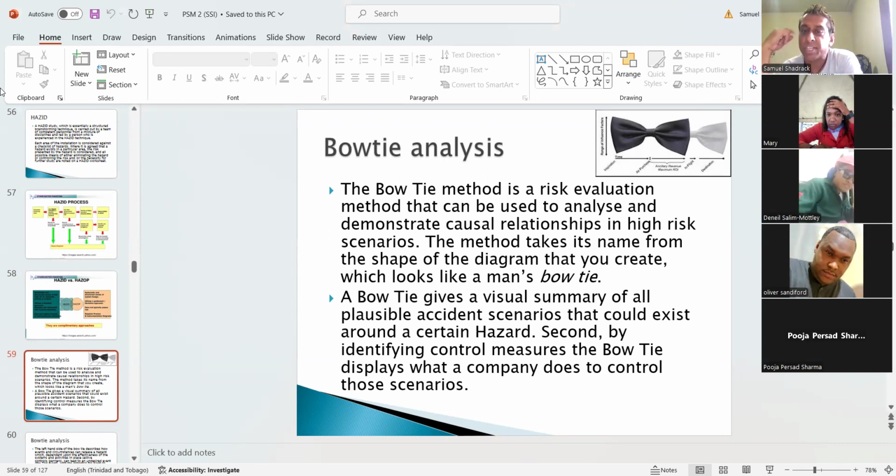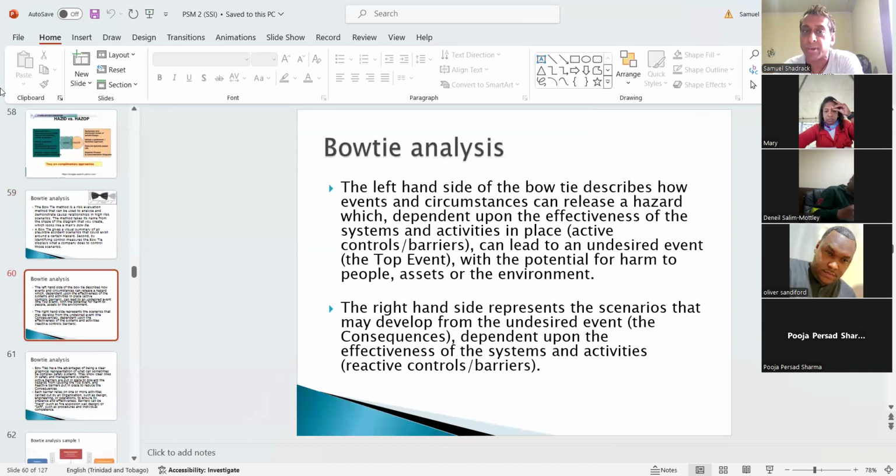The bow tie gives a visual summary of all plausible accident scenarios that could exist around a certain hazard. Second, right? Now, why do you say second? Because a bow tie is two pieces. There's a left-hand and a right-hand side, right? So when they say second, this is the other side of it on the right-hand side. Second, by identifying control measures, the bow tie displays what the company does to control those scenarios.